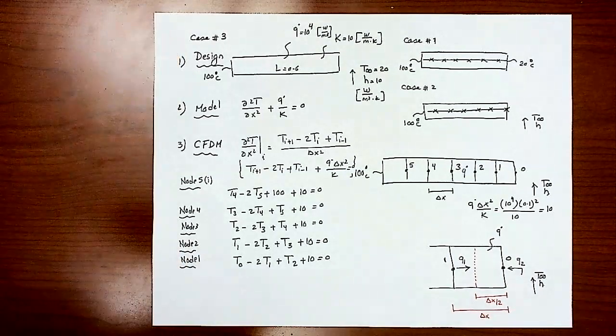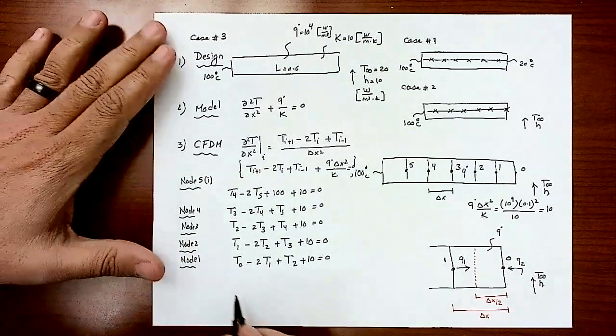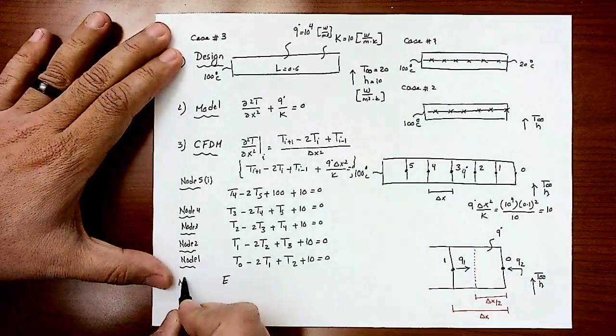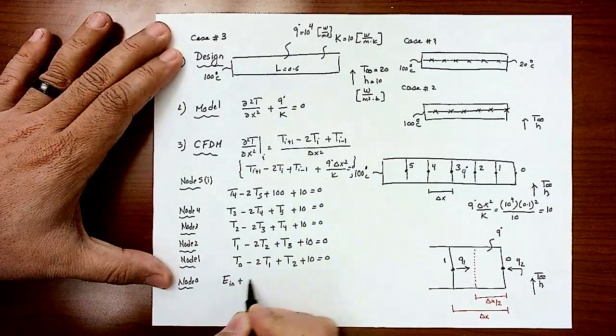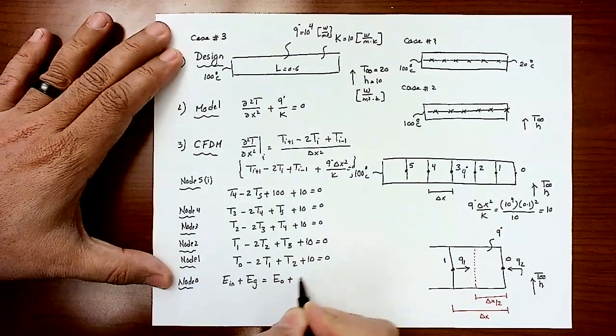So let's write down the energy balance equation. Energy in, so I'm going into node 0: energy in plus energy generated equals energy out plus energy stored. This is 0 for steady state condition.